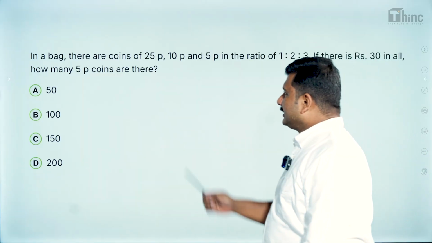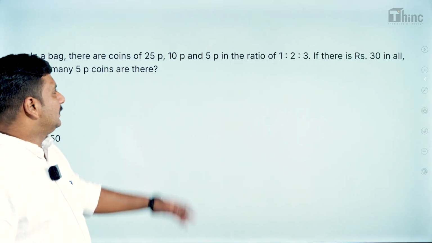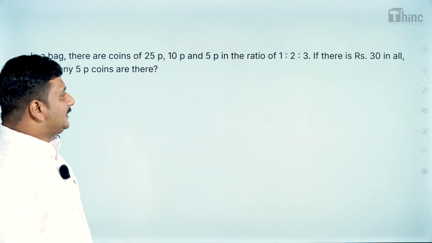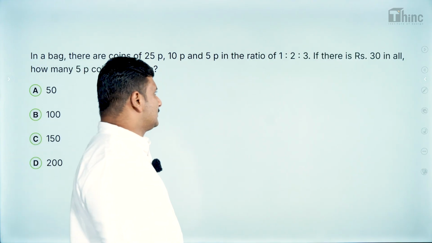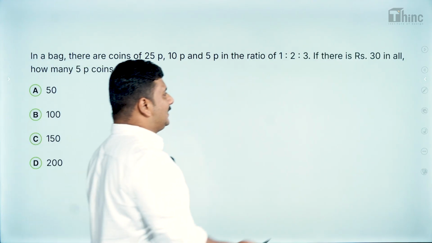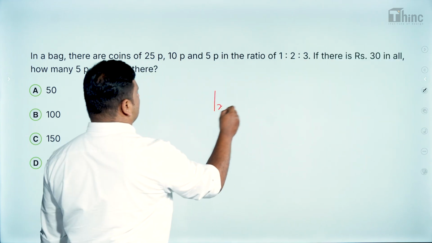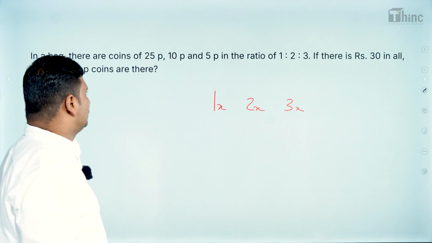So in a bag, there are 25 paise coins, 10 paise coins and 5 paise coins. And the coins are in the ratio 1 is to 2 is to 3. If there is rupees 30 in all, how many 5 paise coins are there in that is the question. So they are in the ratio 1 is to 2 is to 3, right? So we can say that the actual number of coins will be like 1x, 2x and 3x, since they are in this ratio.